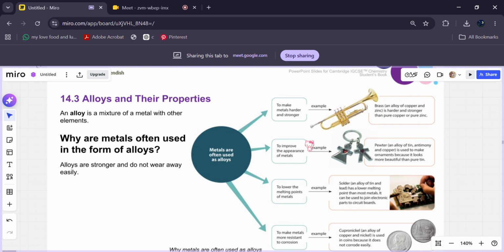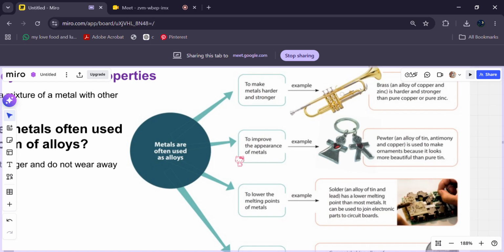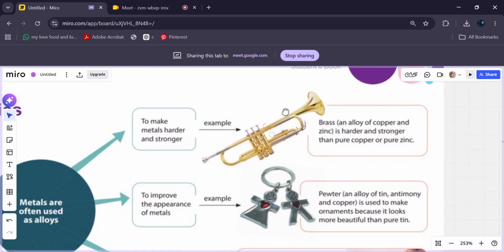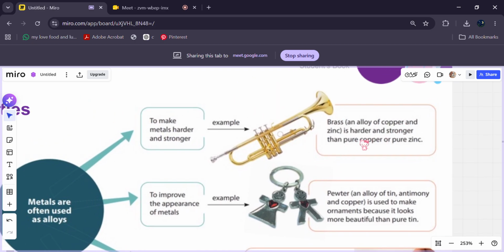An alloy is a metal mixed with other elements. That means you take a metal and mix it in with other elements, both metals and non-metals. This allows the alloy to become stronger, 10 times stronger than its original element. Now, why are metals often used as alloys? Because it makes metals stronger. For example, brass. Brass is an alloy of copper and zinc. That means when you mix in copper and zinc, you form brass. It's used because it's harder and stronger than pure copper and zinc.